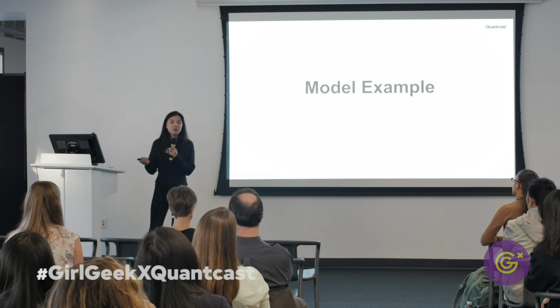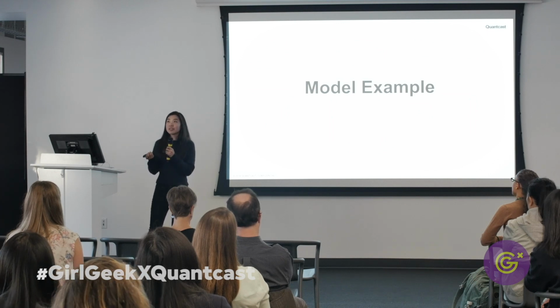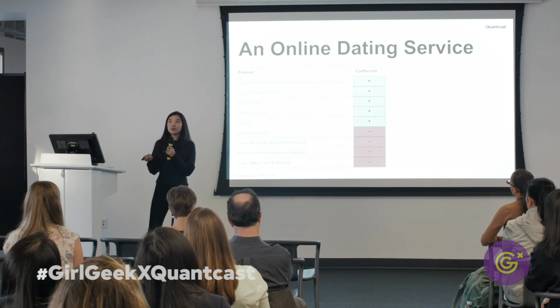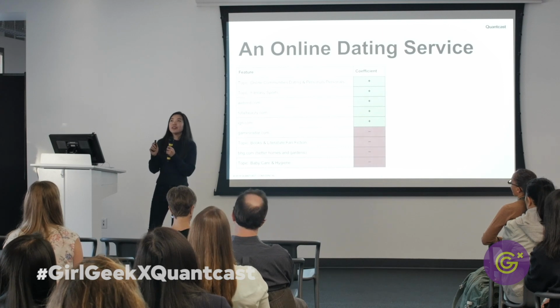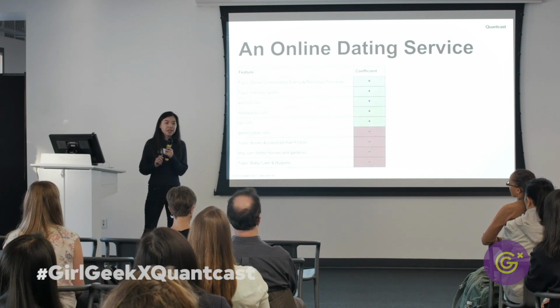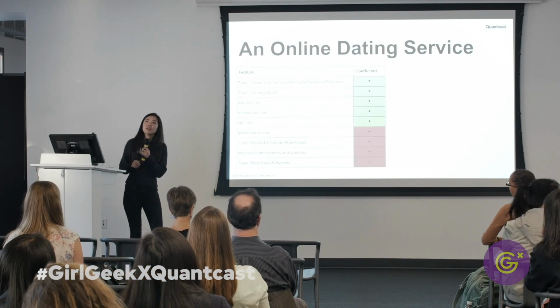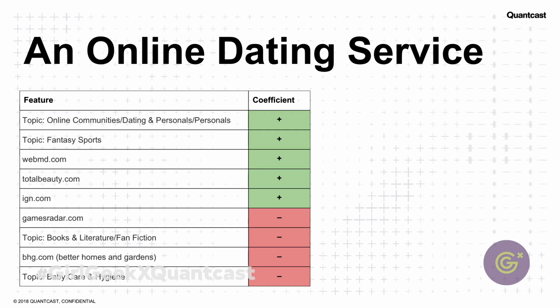So now I'm going to go over an example of what a model actually looks like. We train a lot of different models, but this is just a very old example with a very curated set of features. Basically, this is an old model that we trained for an online dating service who was a client of ours. So you can see that the green coefficients correspond to features that mean that you're more likely to be interested in an online dating service, and red ones mean you're less likely to.